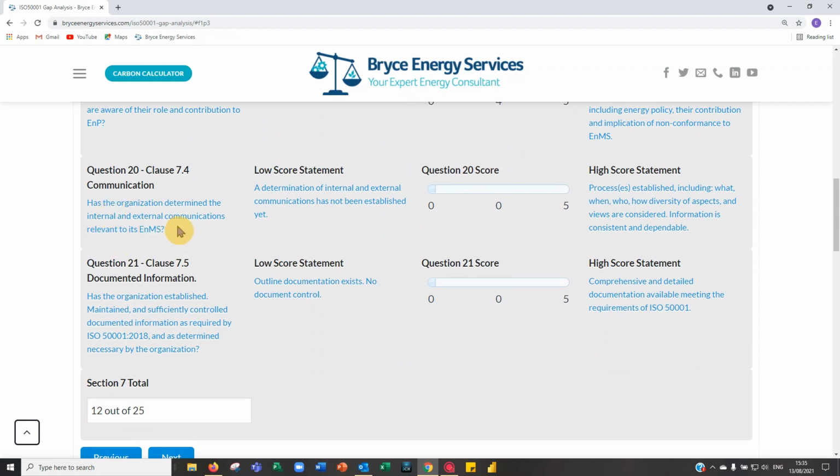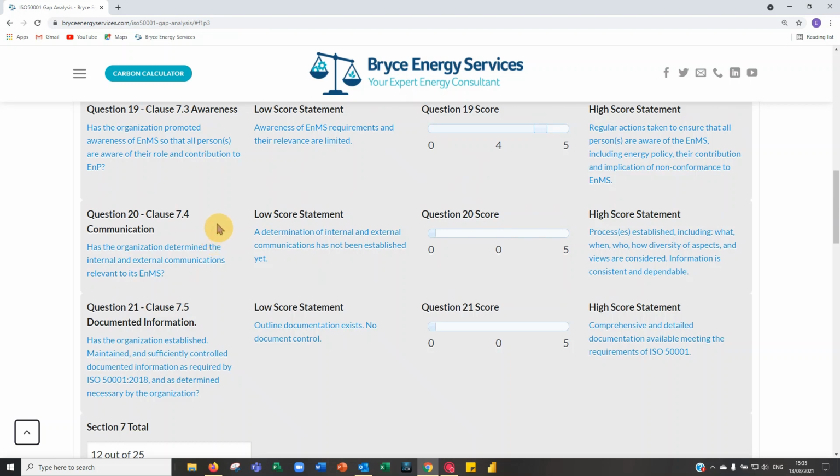Communication. How has the organization determined the internal and external communications? So very similar to awareness, communication plans. How was it communicated, particularly to those that may not be directly involved in the system? And also internal and external. Key thing there in the high score statement: information is consistent and dependable. So if you're creating reporting, which could be technical, it needs to be consistent across the organization. It needs to be clear and readily understood.